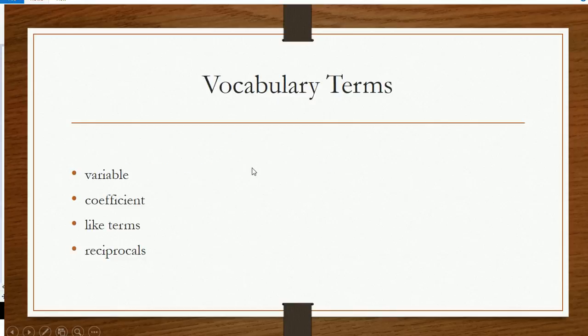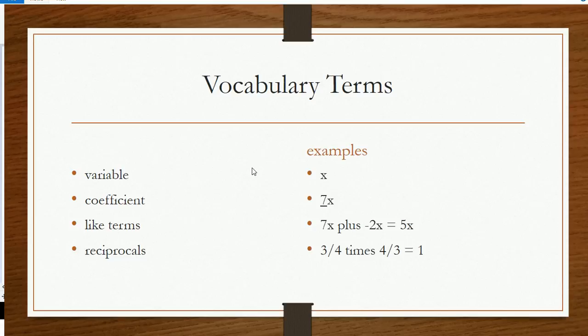Some of the vocabulary terms that we're going to discuss today: variable, coefficient, like terms, reciprocal. I'm not going to give you a definition of these. I'm going to give you examples. So the variable is the letter usually that we use in place of a number. We don't know the value, so x is the most common variable. The coefficient is that number that goes in front of the variable, meaning we multiply the two together. So this means 7 times x, and that's why it's underlined.